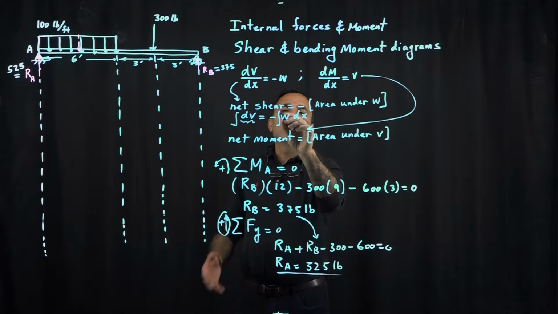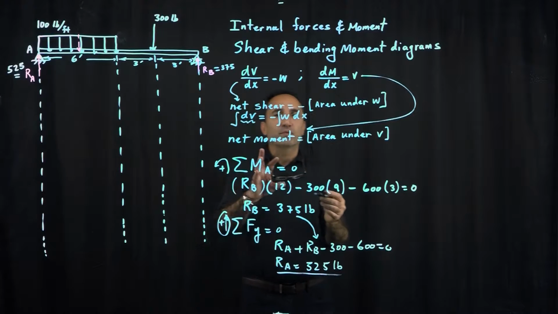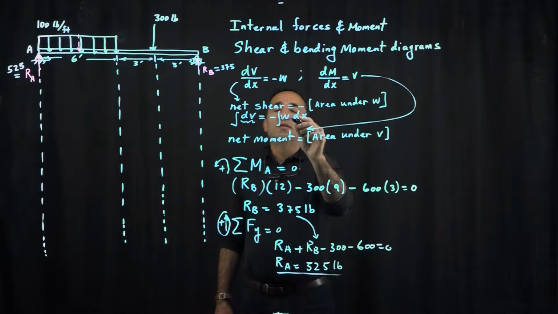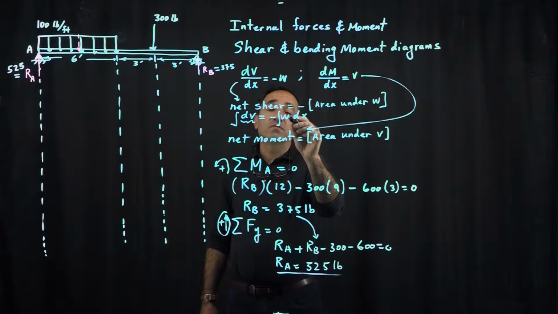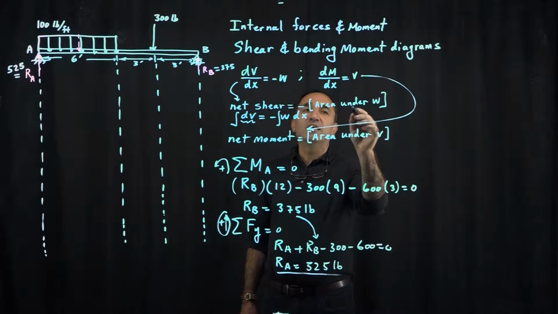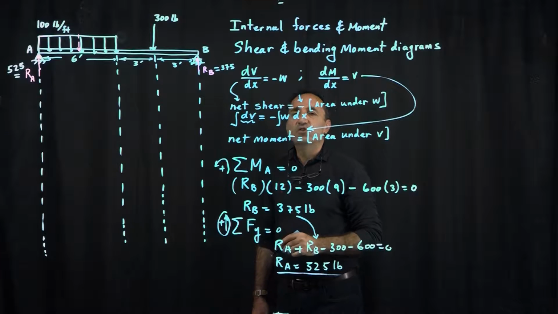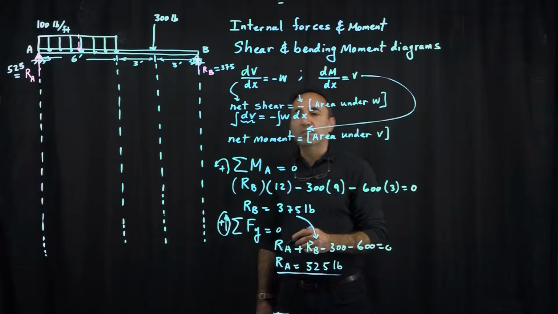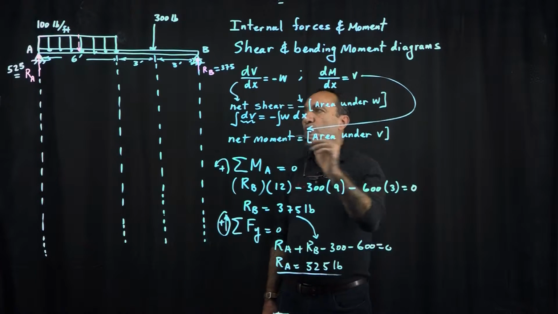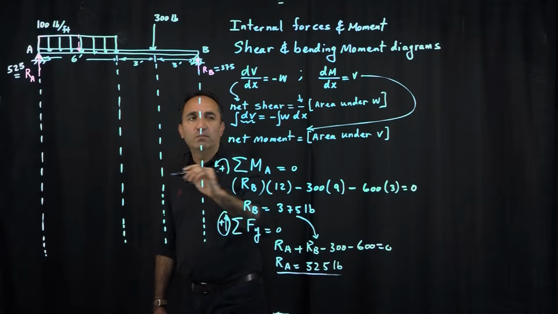And you know that the graphical meaning of the integral of w with respect to x is the area under w. Just be careful with the negative sign here. Net shear is the negative of the area under w. This will allow us to draw the shear diagram. We'll do it in a minute.